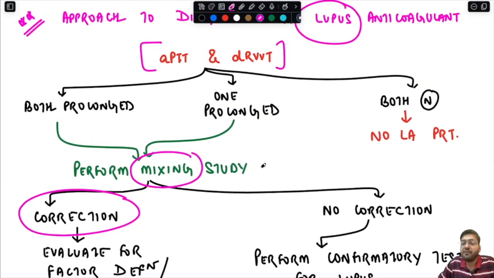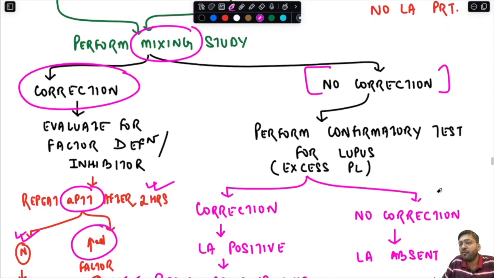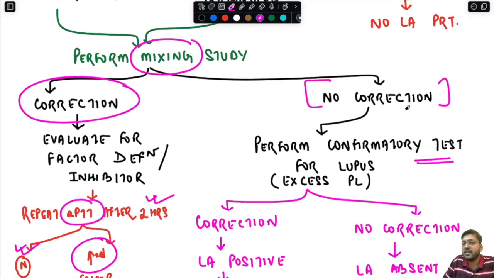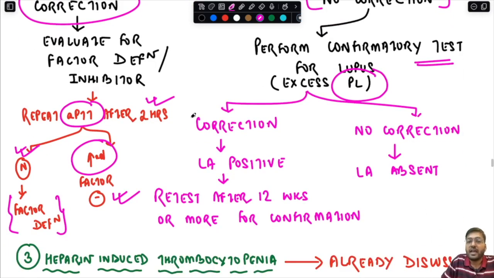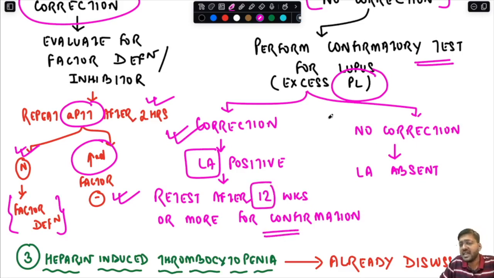But for example, after mixing the patient's plasma with normal plasma, if the clotting time is not corrected, then you perform the confirmatory test for lupus anticoagulant. Basically if it is not corrected, that indicates that lupus anticoagulant may be present. But how do you confirm? You give an excess amount of phospholipid. If after administration of excess phospholipid the clotting time becomes corrected, then lupus anticoagulant is positive, and you should repeat the test after 12 weeks or more for confirmation of diagnosis. If there is no correction, then lupus anticoagulant is absent.